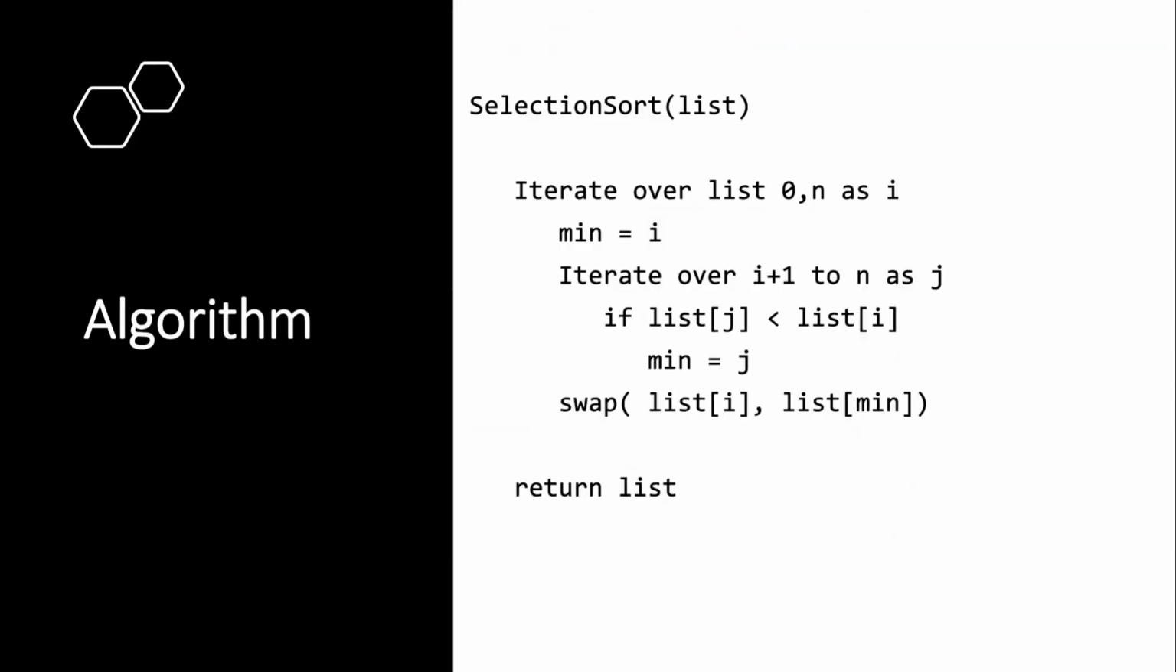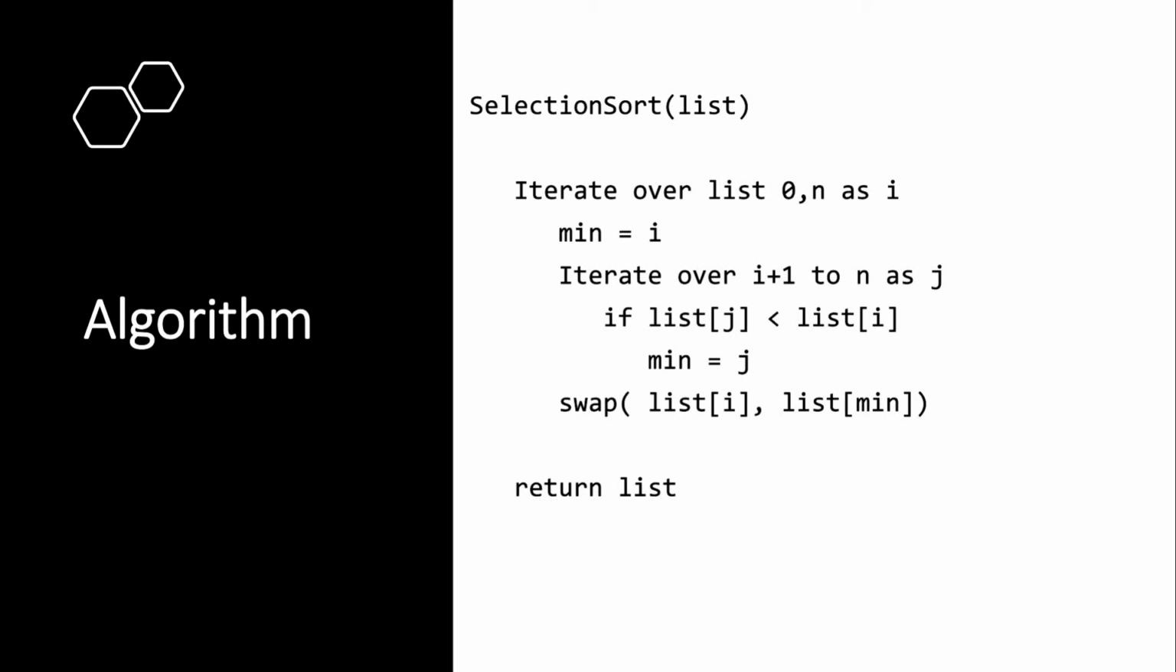So let's take a look at the algorithm. When a list is sent as an input, there are two loops. The first loop iterates over the list from 0 to n, the length of the list, as i. The index of the first element is assigned to a minimum variable, and then this minimum variable is compared with the rest of the elements in the array. And if you find any other element which is smaller than this, then the index of that element is assigned to the minimum variable. And then at the end of the inner loop, we swap the elements.